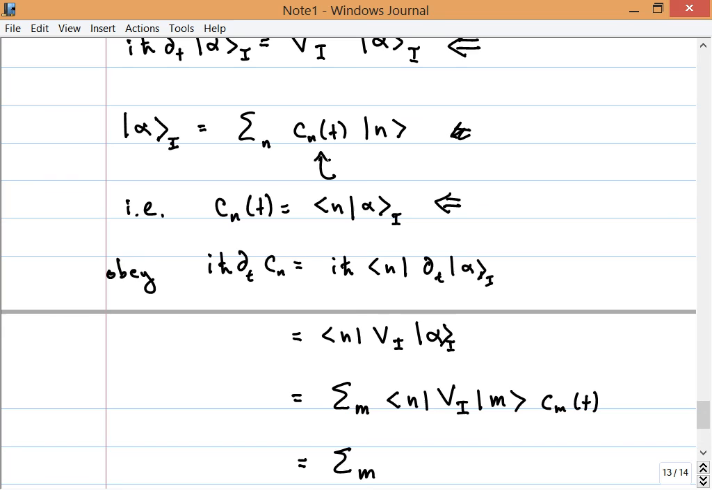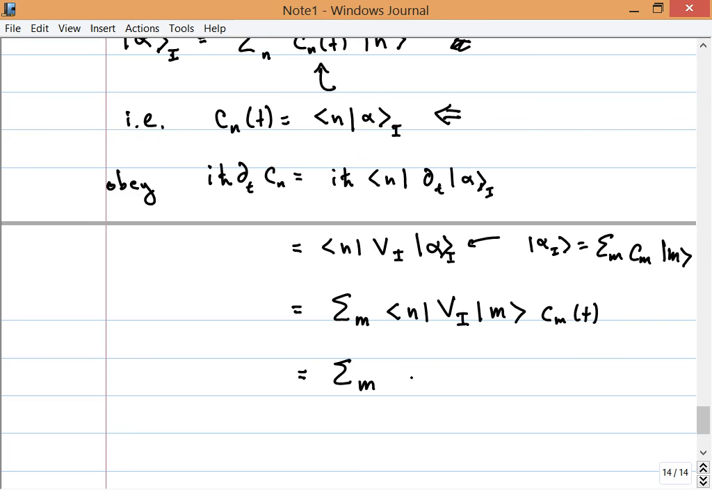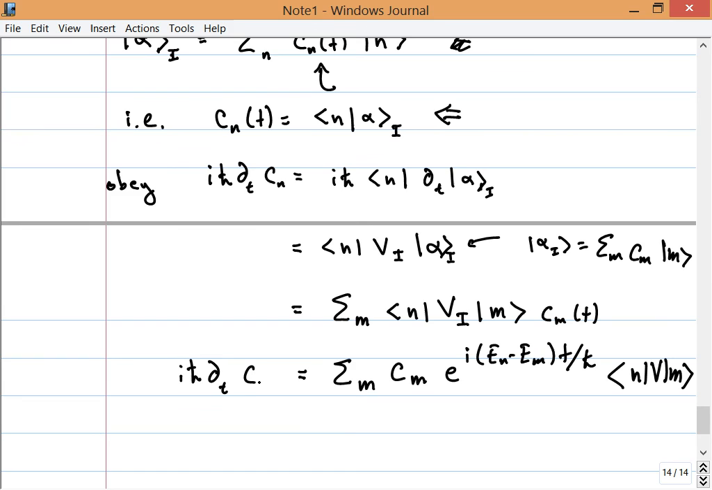Okay. So here in this equation, I'm just using the fact that alpha I is the sum over m times c_m m. So this is the sum over m times c_m times e to the i (E_n minus E_m) t over h bar times the matrix element of V in the Schrodinger picture between n and m. Okay. So i h bar, this is the equation that we're seeking, which allows us to determine the coefficient c_n as a function of time.